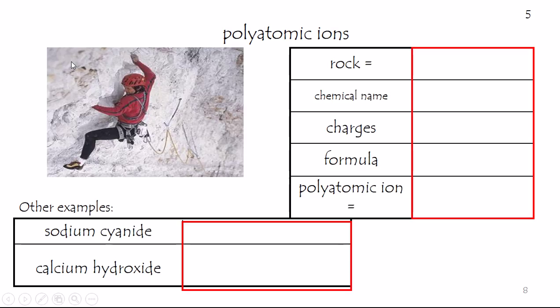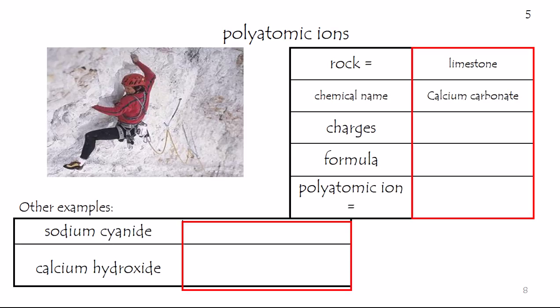And you might recognize that rock as being limestone. What is limestone? Well, really it's just a relatively hard, and for climbers sometimes not hard enough, form of chalk, and chalk is calcium carbonate. Fine, let's figure out what those ions are.